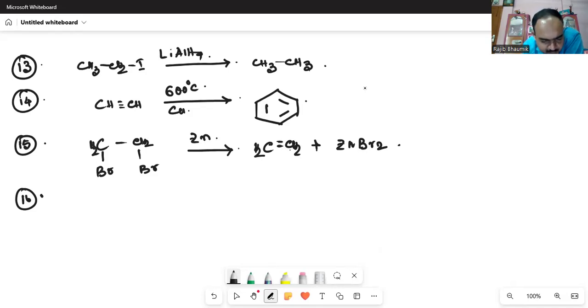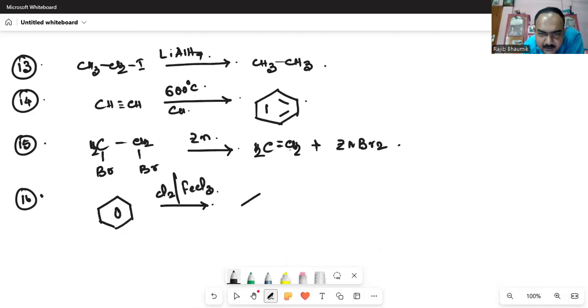Question number 16. Benzene is treated with Cl2 in FeCl3. This is Friedel-Crafts halogenation. ड्राई लिखना पड़ेगा यहाँ पे. Chlorobenzene will be formed. Chlorobenzene. Question number 17 is there.